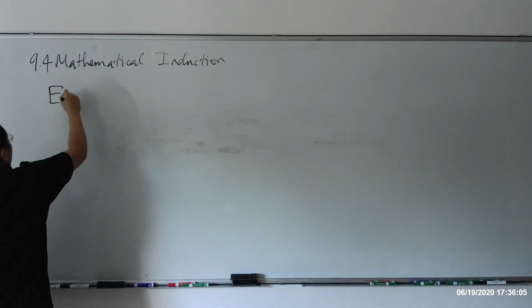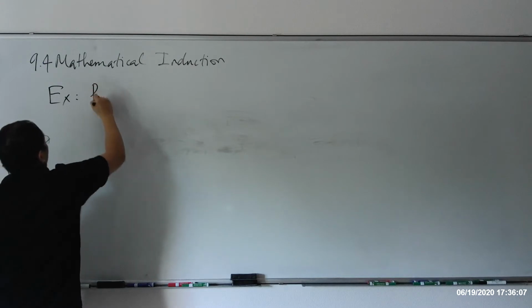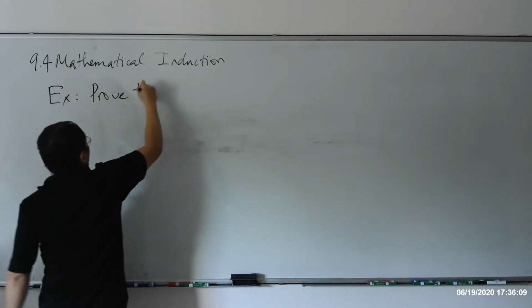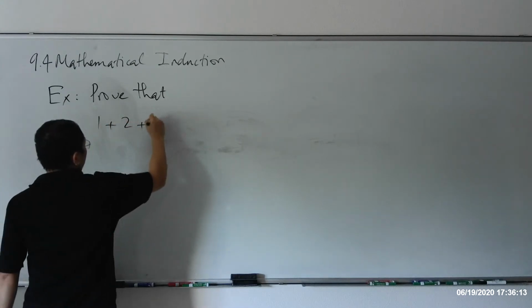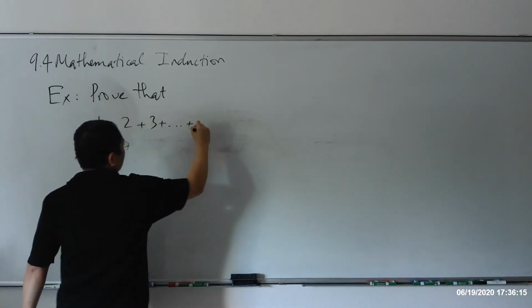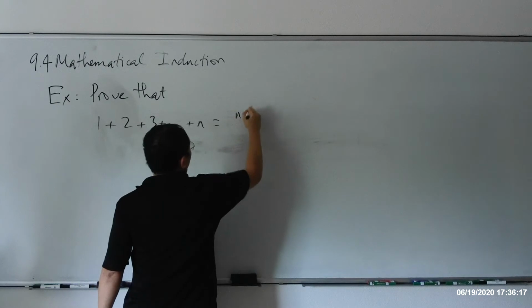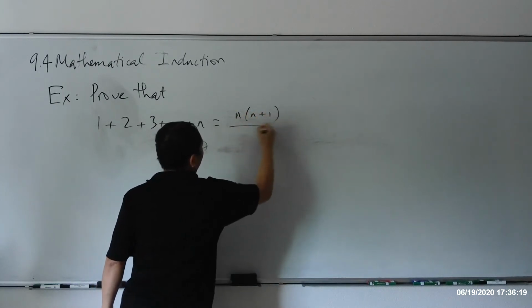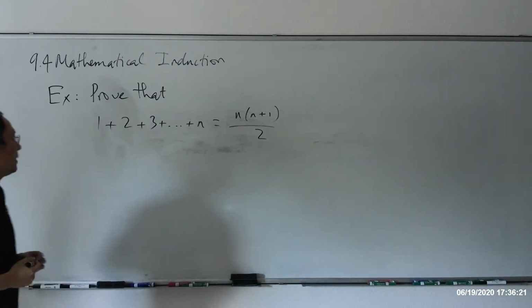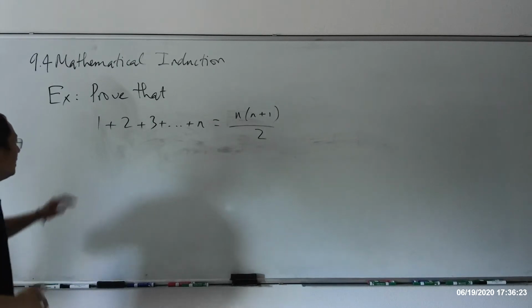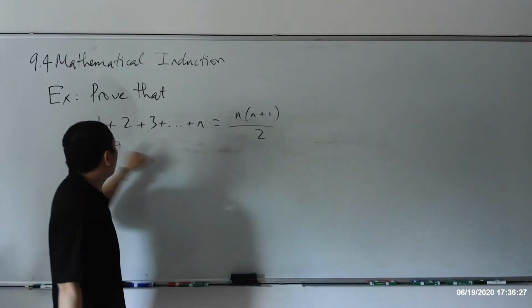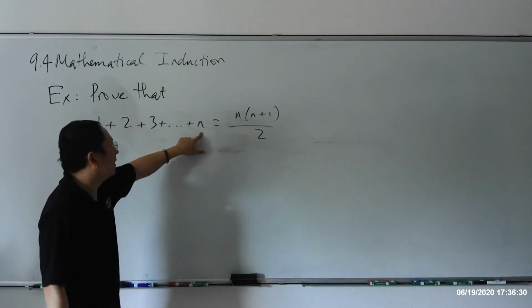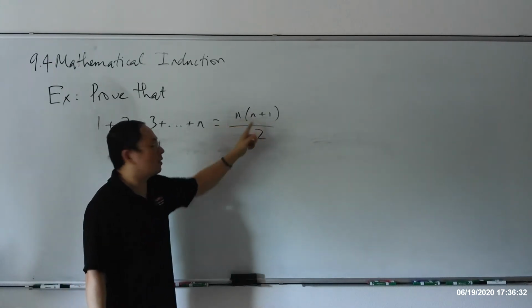Example. Prove that 1 plus 2 plus 3 and so on all the way to n is equal to n times n plus 1 over 2. So in this problem, they ask you what? The left hand side is a sum of the first n natural numbers, 1, 2, 3, 4, 5 all the way to n, and it is equal to n times n plus 1 over 2.